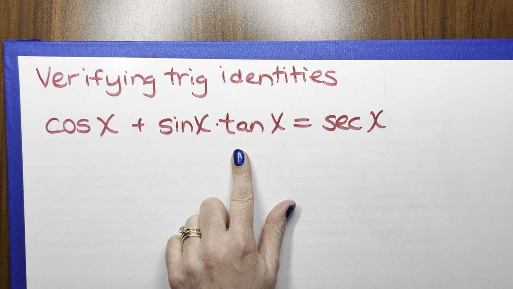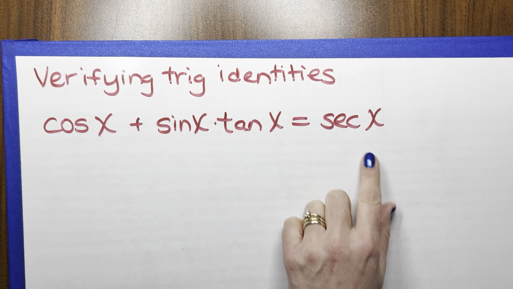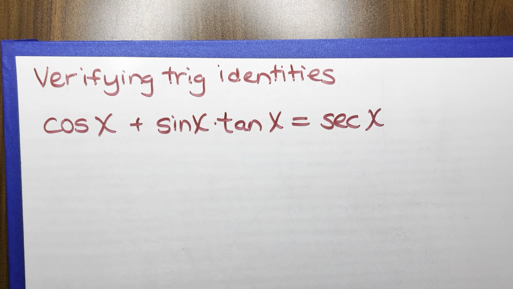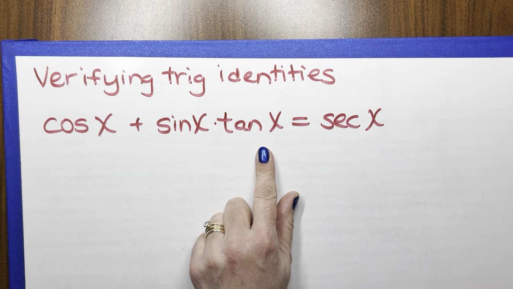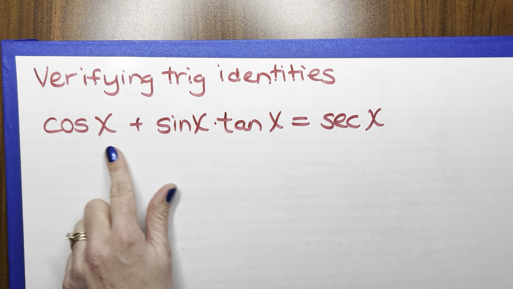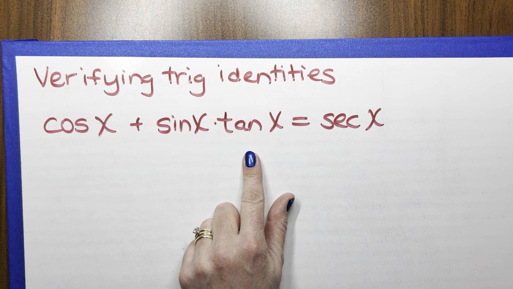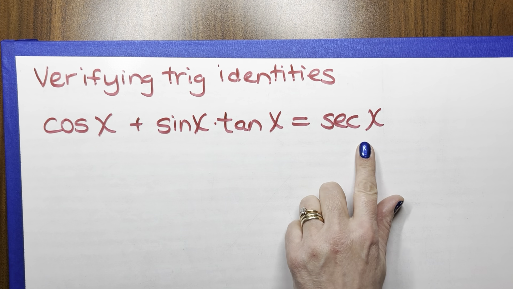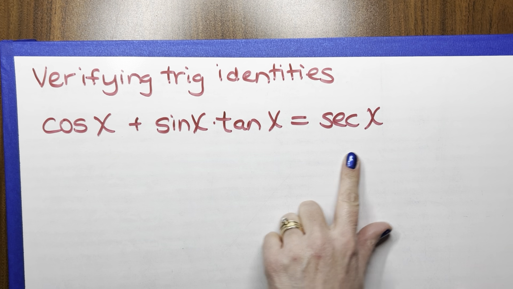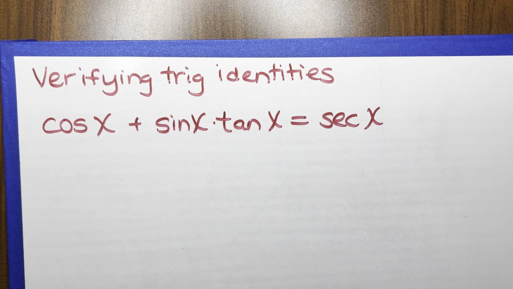left side of your equation or the right side and only work with that side to make it look like the other. Typically, the side that has more stuff on it is the side that you want to work with. It'll be easier for me to turn this larger side of my equation into something smaller instead of starting with something very small and trying to make it look like this.